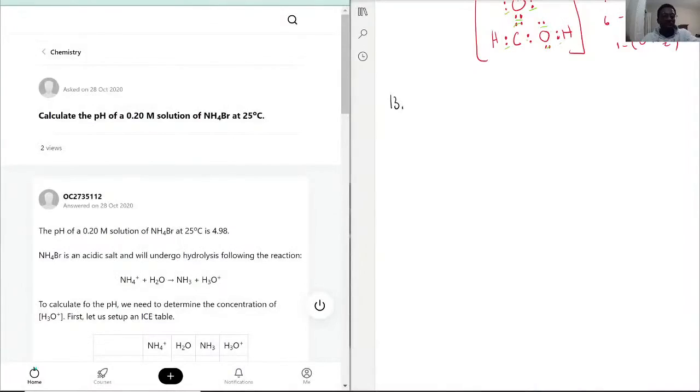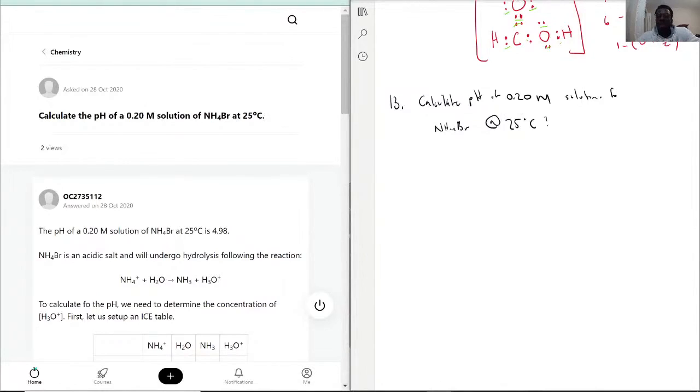All right, and we're back. So for this one, number 13, it's asking us to calculate the pH of 0.20 moles of solution of NH4Br at 25 degrees Celsius.